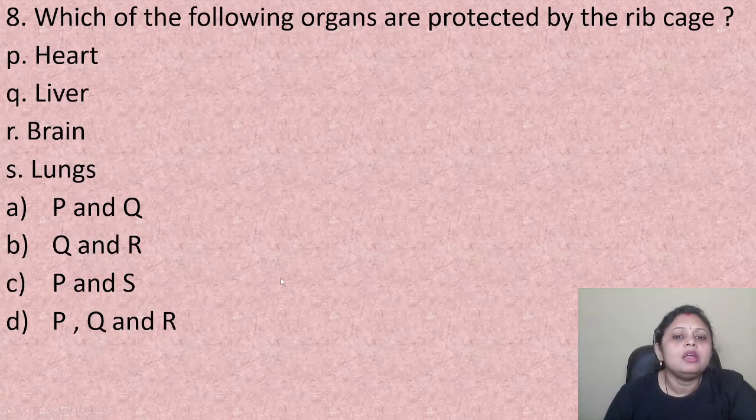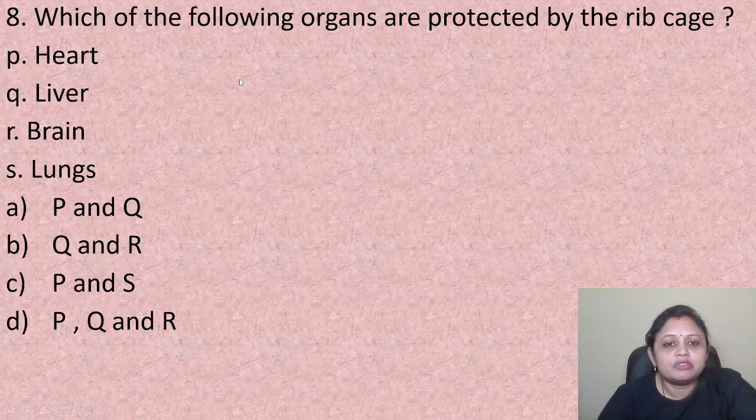Coming to the next question: which of the following organs are protected by the rib cage? P, heart. Q, liver.